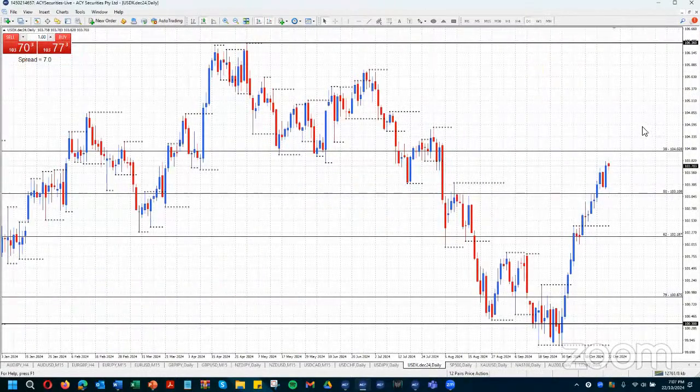And the day chart is just showing you a very strong uptrend. Slight pause Friday into Monday, traded up then on Monday, and I would anticipate we'll have another day up today.